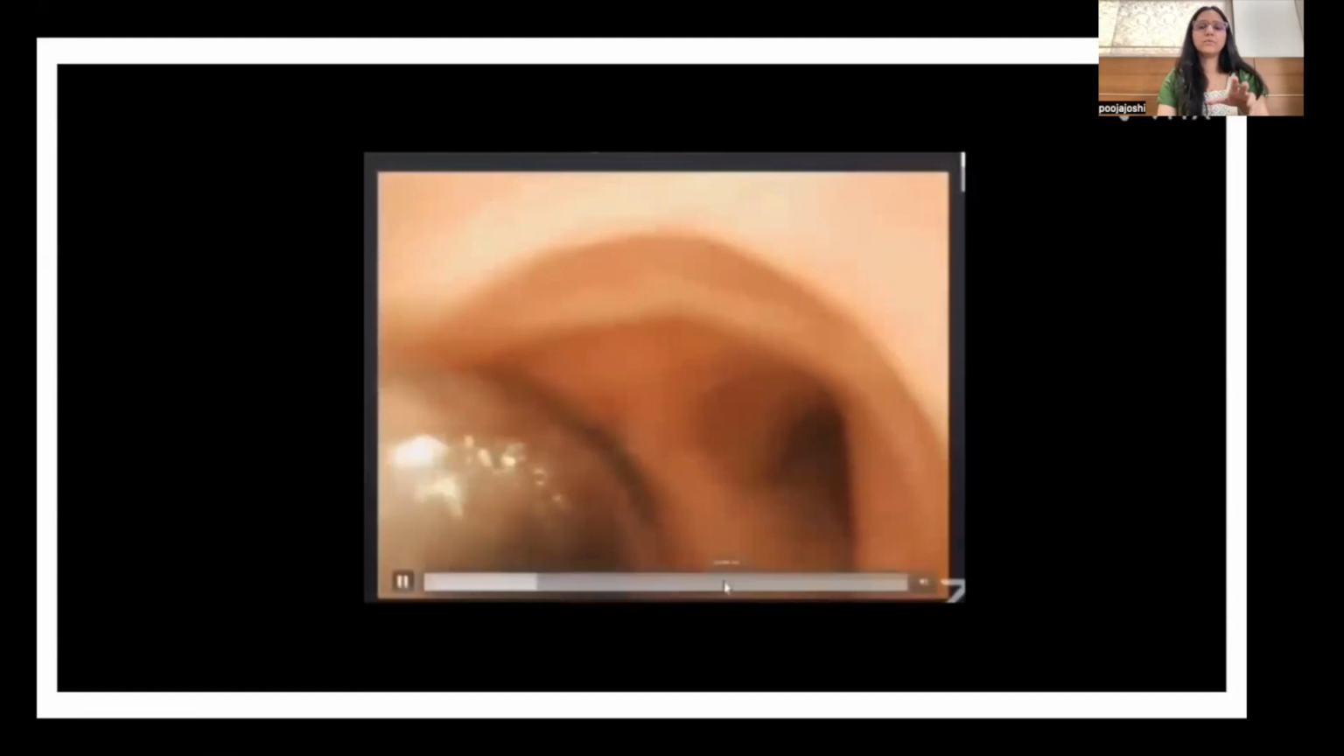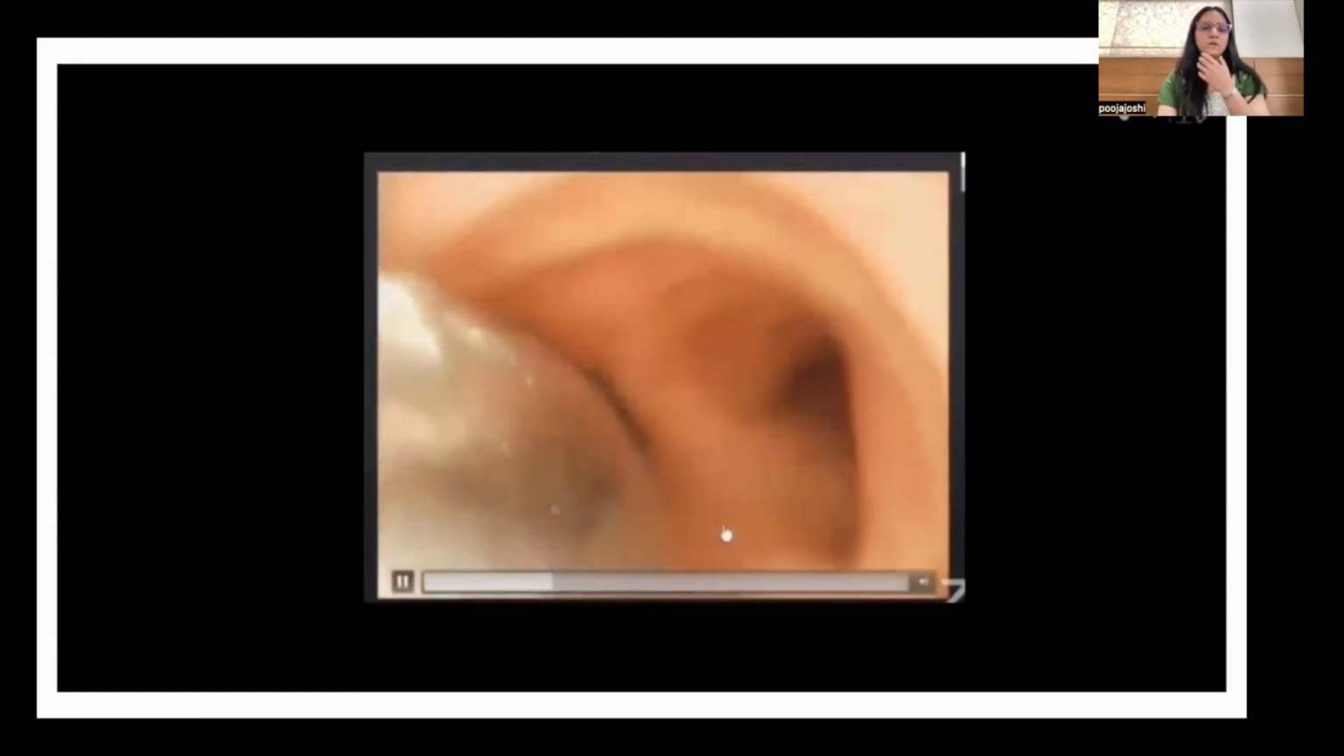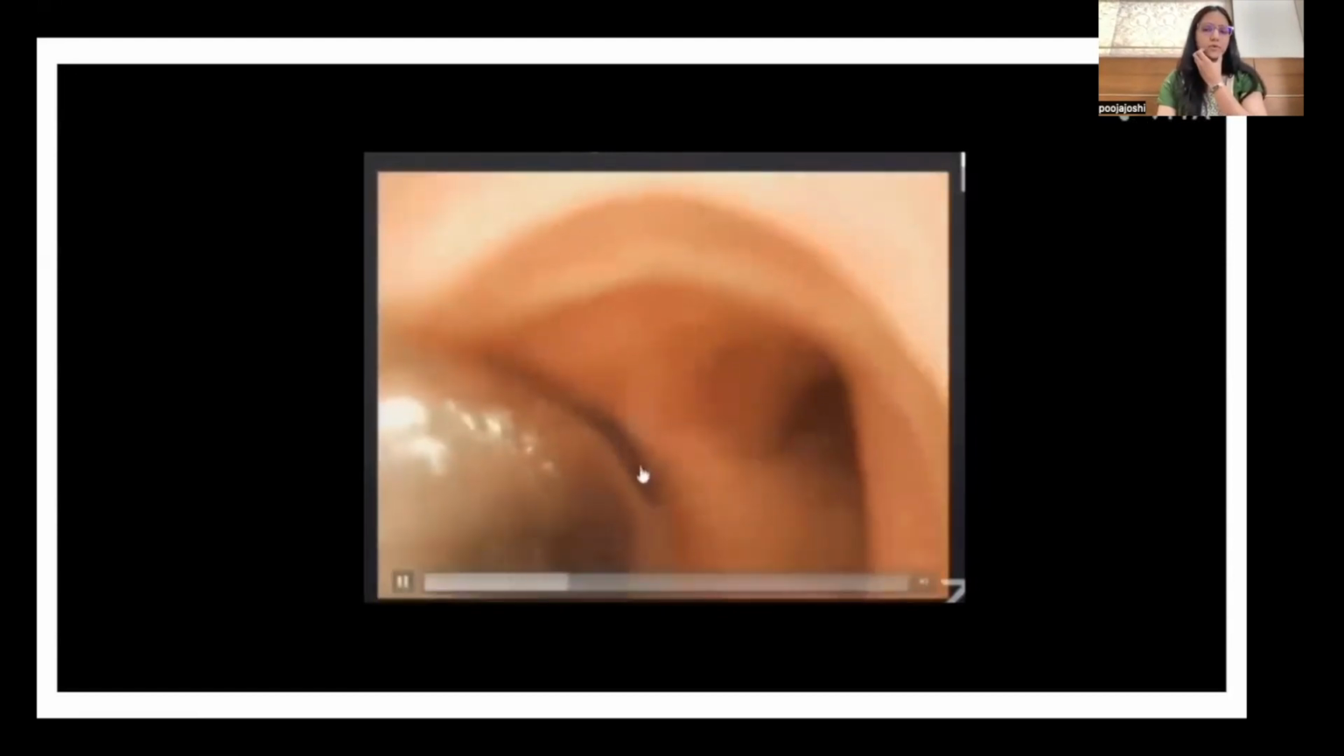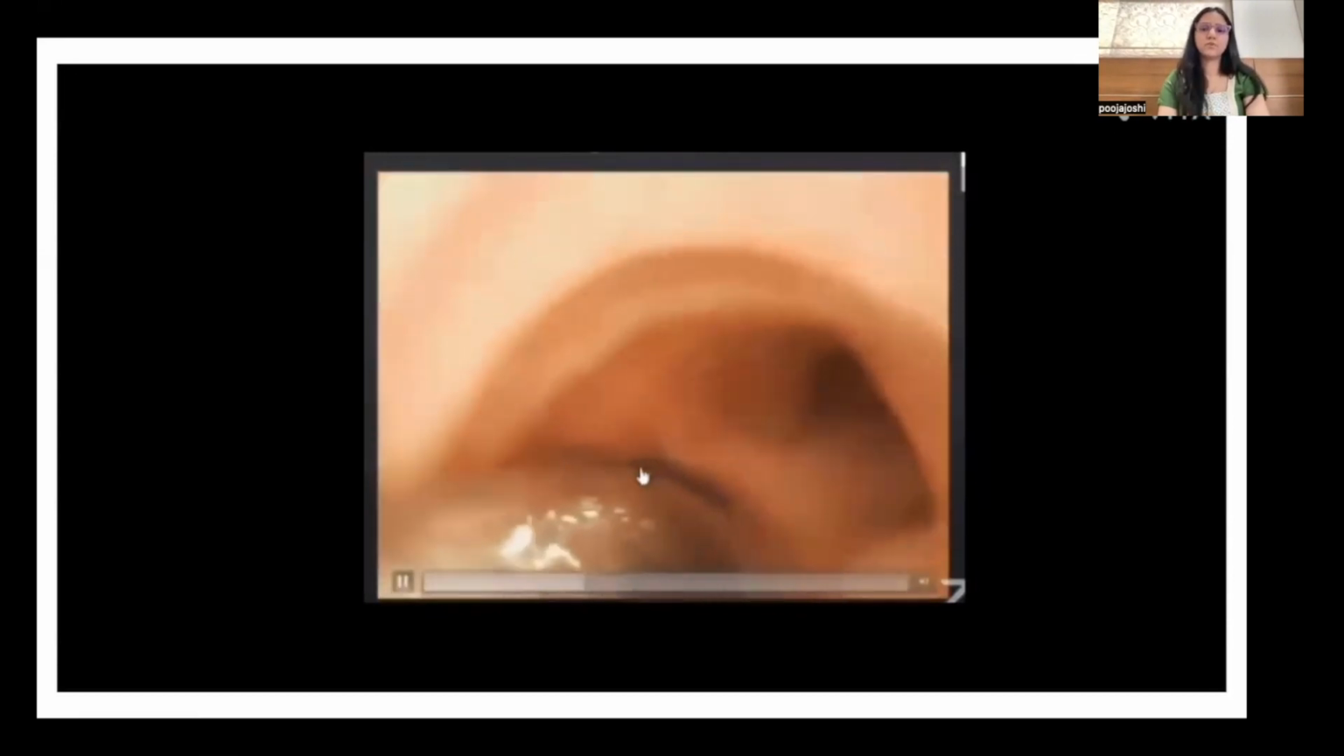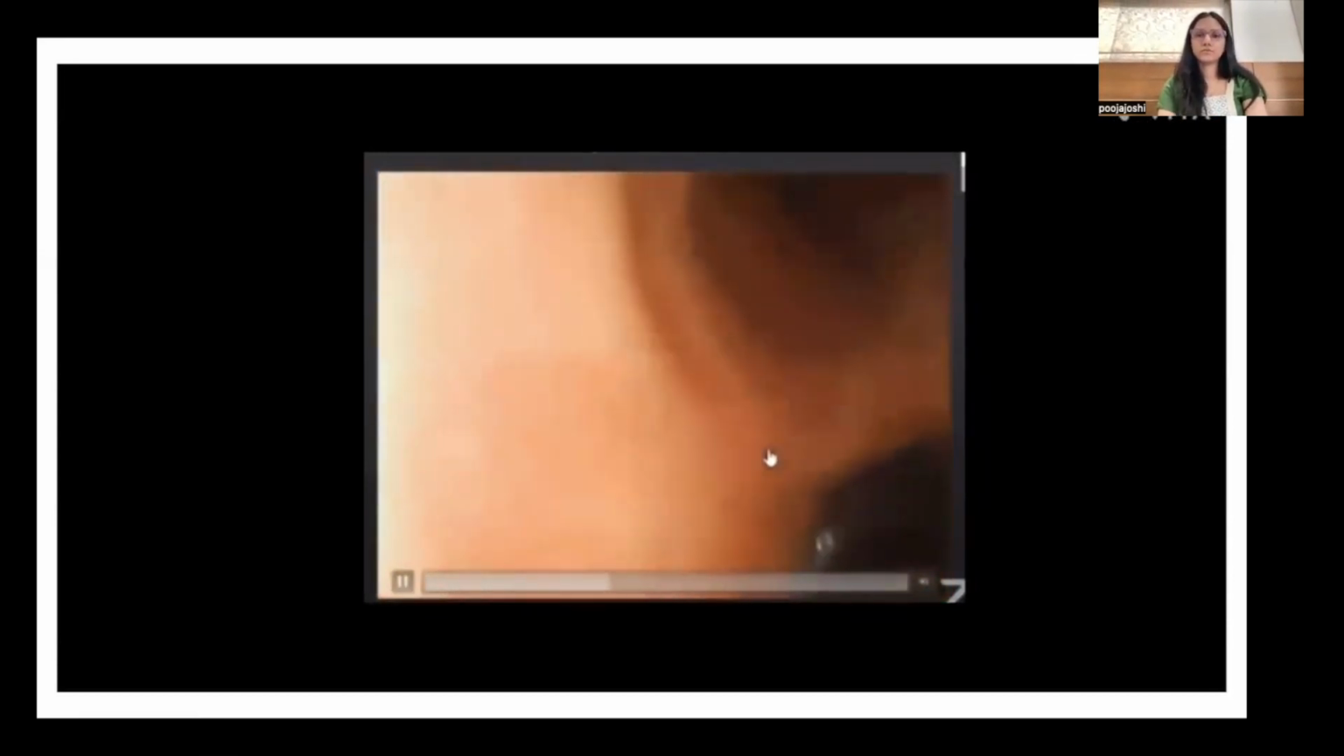This is the video presentation of the left-sided DLT confirmation. When you pass the fiber optic bronchoscope through the tracheal lumen, you will see the sharp carina and the tube with a cuff blocking the left mainstem bronchus, while the right mainstem bronchus has an unobstructed view.